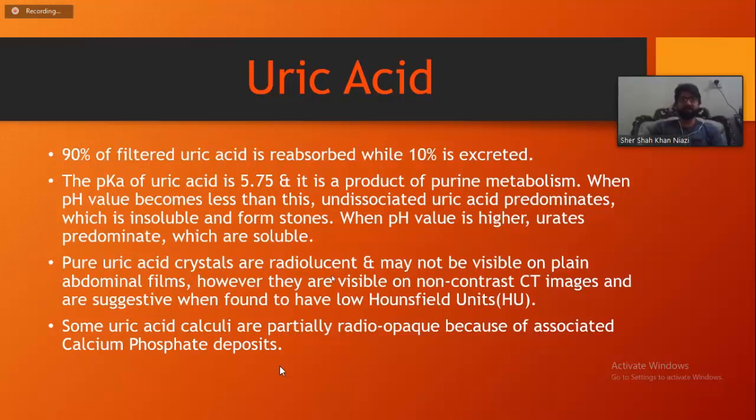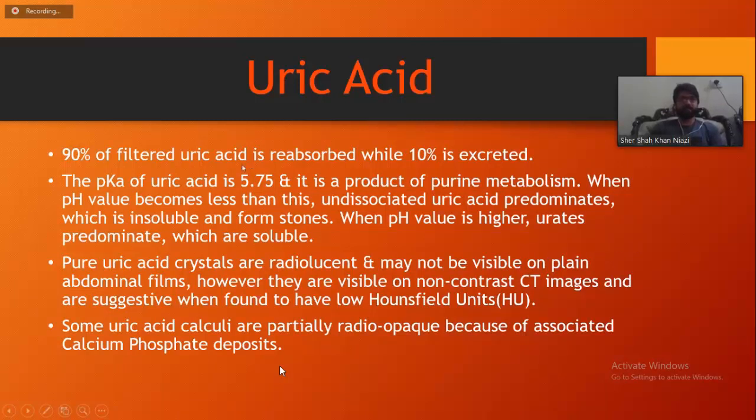Pure uric acid crystals are radiolucent and may not be visible on plain abdominal films. However, they are visible on non-contrast CT images. Some uric acid calculi are partially radiopaque because of associated calcium phosphate. So if you have a pure uric acid crystal, it will not be seen on a plain normal film. But if it has impregnations of calcium phosphate deposits, then it will be slightly opaque.